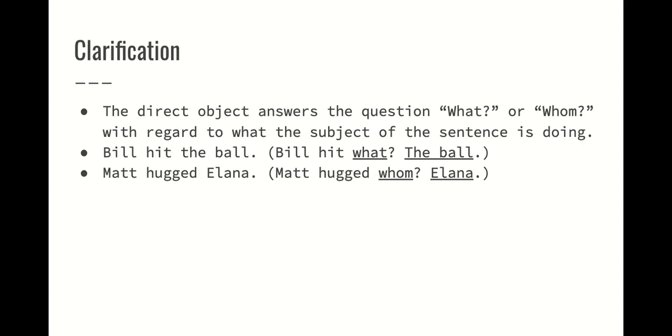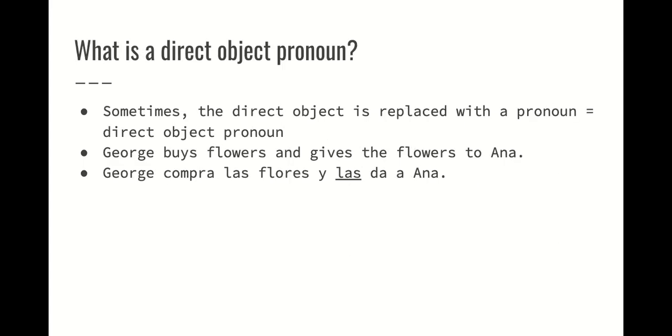So clarification, the direct object answers the question what or whom with regard to what the subject of the sentence is doing. So Bill hit what? Bill hit the ball. Matt hugged Ilana. Matt hugged whom? Ilana. So what is a direct object pronoun? Sometimes the direct object is replaced with a pronoun, the direct object pronoun. So George buys flowers and gives the flowers to Ana. George compra las flores y las da a Ana. Okay, so I'm going to explain this more next slide.